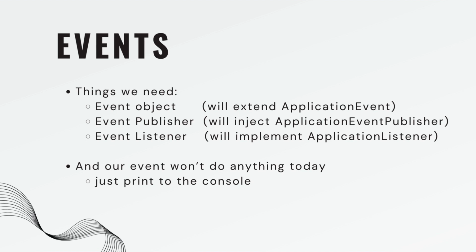All we need is number one, an event object. This will extend the application event, which is built into Spring Boot. We need an event publisher, and we will need to inject our application event publisher into this class. And we will need an event listener, which will implement the application listener. These are all things built into Spring Boot, which makes it really easy to create events. And our event isn't going to do anything. We're just going to print to the console, but I'll show you exactly where you would put code, where you would write your email, for example.